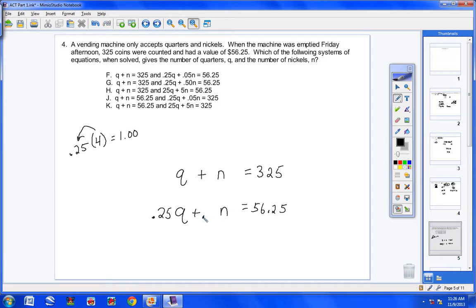A nickel is worth 0.05. So every nickel that you took out of that machine, you would multiply it by 0.05 or 5 cents. Now, if you do that correctly, when you add all of this up, take all of your quarters, multiply it by 25 cents, take all of your nickels, multiply it by 0.05, all of that will equal $56.25, okay?